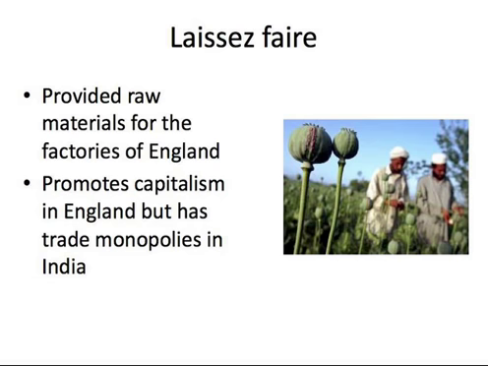So what they would do is they would promote this concept of laissez-faire. And laissez-faire, remember, is free market capitalism. And what they would try to do is they would say, listen, we're being laissez-faire, but only in Europe. And India would produce all these raw materials for the factories of England. This promotes the concept of capitalism, where people can invest money to make a profit. But the reason it's so powerful for England is they have trade monopolies in India. They actually control production of everything.